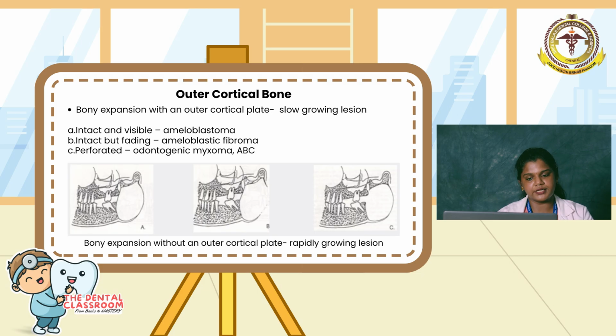Then comes the outer cortical bone. Bony expansion with an outer cortical plate is characteristic of slow growing lesions. So, this can be intact and visible as seen in ameloblastoma. The first picture shows an intact and visible cortical bone expansion. The second picture shows intact but fading cortical bone expansion, which is characteristic of ameloblastic fibroma, and the third one is perforated, seen in aneurysmal bone cyst or odontogenic myxomas. Bony expansion without an outer cortical plate is seen in rapidly growing lesions like malignancies.